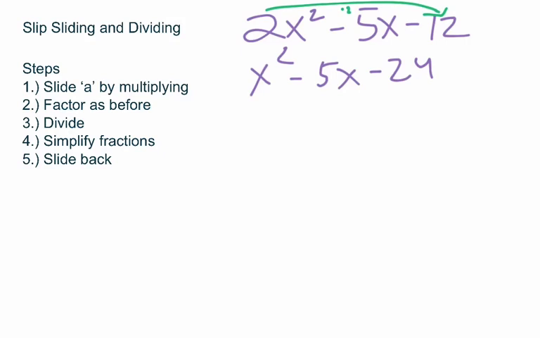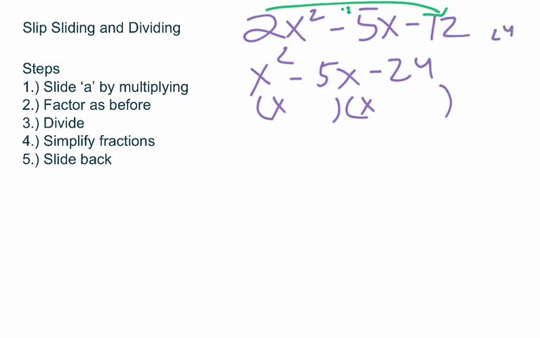Step 2, factor as before. So what we've done there is we've gotten rid of that leading coefficient that's not 1, and we've rewritten the problem as a different problem with a leading coefficient of 1 that we happen to know what to do with. So we'll factor this as before. And we need 2 numbers that multiply to 24 and add up to -5.